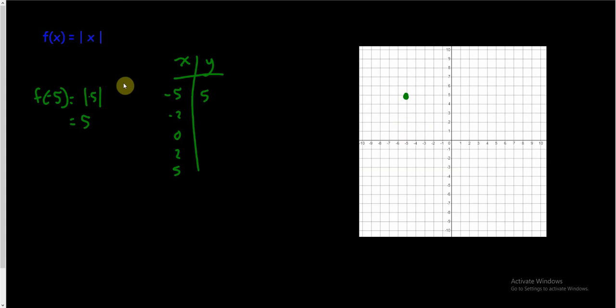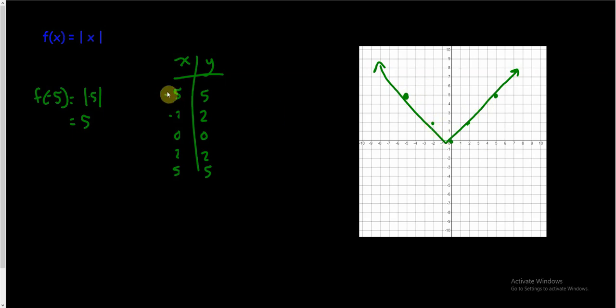If I plug in a negative 2, I think we can probably do these in our heads. The absolute value of negative 2 is positive 2. 0, 0. Positive 2 is positive 2. A 5 is positive 5. So negative 2, 2, 0, 0, 2, 2, and 5, 5. And so you should see our nice V shape here. The things you would like to find out here are where this turnaround point is, where the vertex or the corner of your V is, and then make sure you have at least 2 points on each side of that.